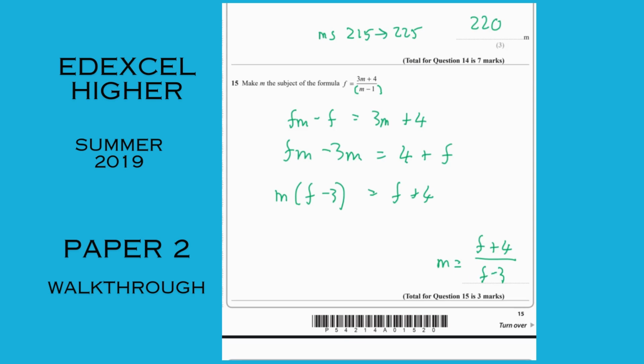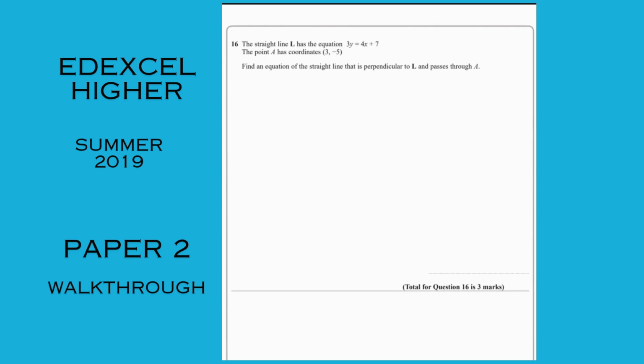Now, if you isolated them to the right-hand side, you'll just get all the signs changing there. You'd get minus f minus 4, minus f plus 3. It's a little bit untidy, but you won't know that straight away. But it's still a correct answer.